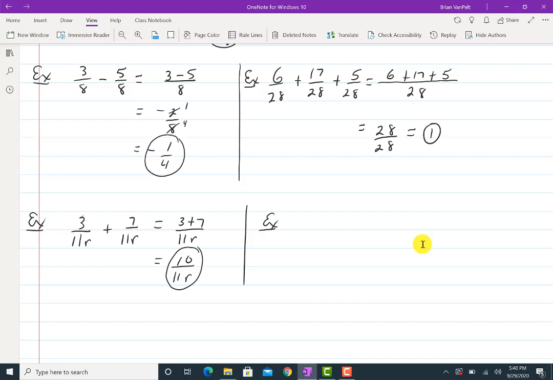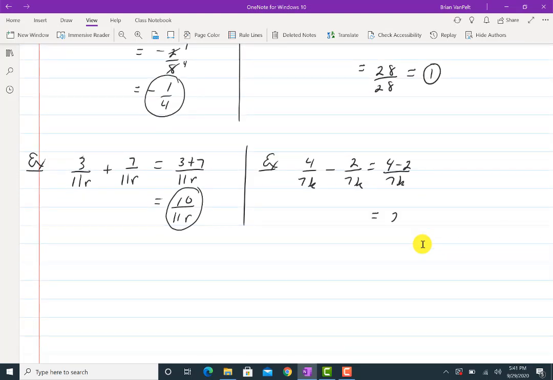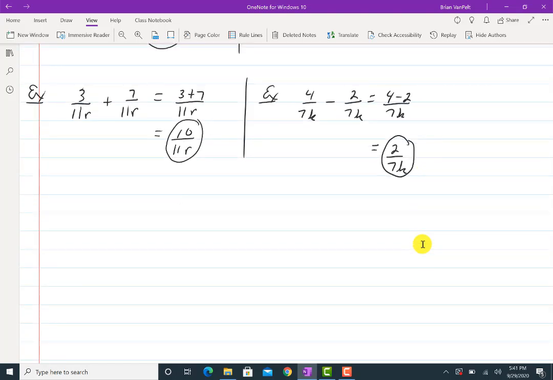And then we have 4 over 7k minus 2 over 7k. That's going to be 4 minus 2 divided by 7k, and that equals 2 divided by 7k. So even though the letters are there, they don't complicate things because we have the same denominators. By the way, when two fractions have the same denominator, your textbook refers to them as like fractions.